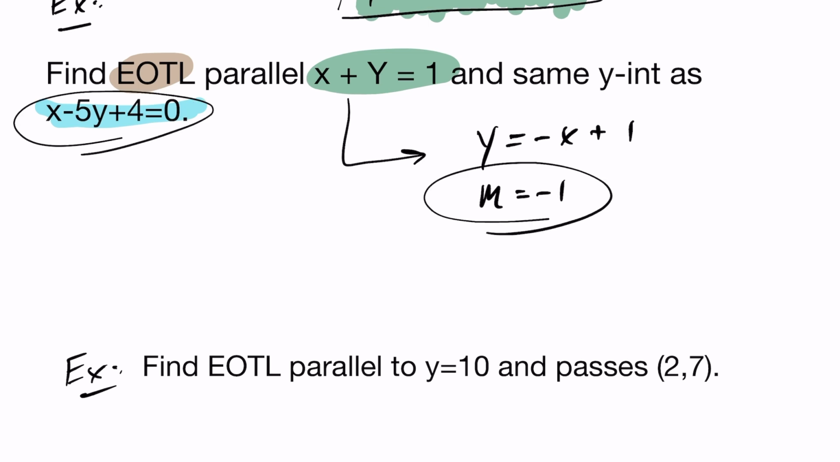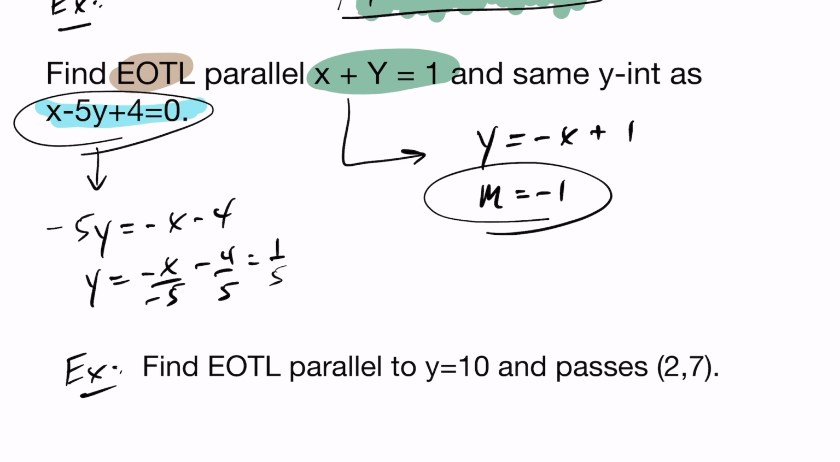I need to find this y-intercept here, so I'm going to have to put this also in y equals mx plus b form. And again, if you don't know how to put this in y equals mx plus b form, I'll link a video in the top right-hand corner going through converting from standard form to slope-intercept form. So this becomes 1/5 x minus 4/5.